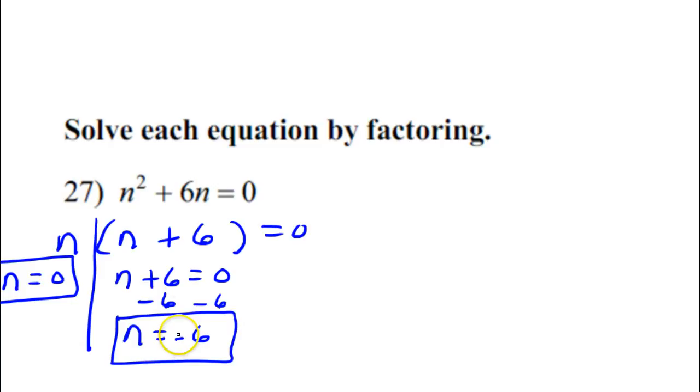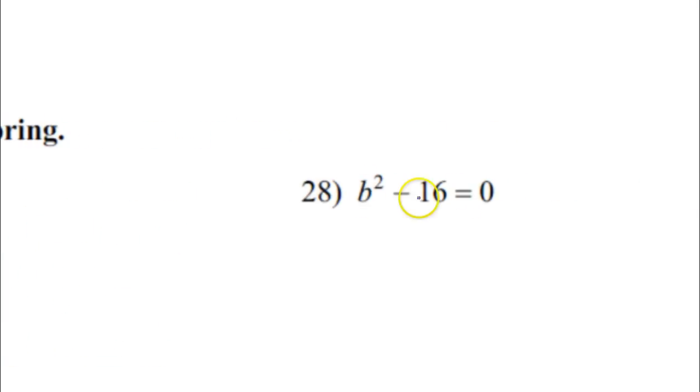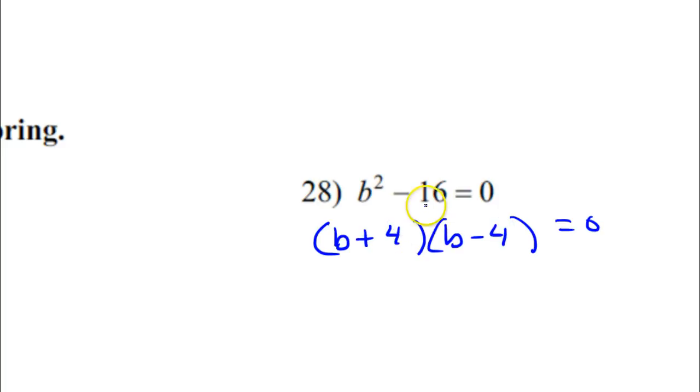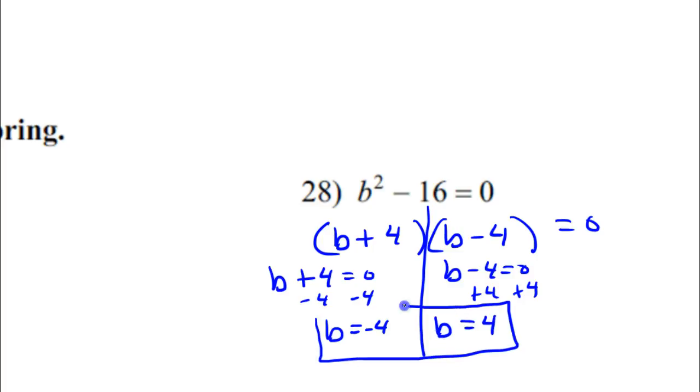Alright, if you substituted those values back into the equation, either one of them will give you 0 for the answer. So that's how you can check your work. How about number 28? There's no GCF, but this is the difference of two squares. So I can factor this as b plus 4 times b minus 4. It's the difference of two squares. Now, according to the zero product property, I can get my two solutions by setting these equal to 0. So subtracting 4 gives me b equals -4. Adding 4 gives me b equals +4. So I have two solutions again.